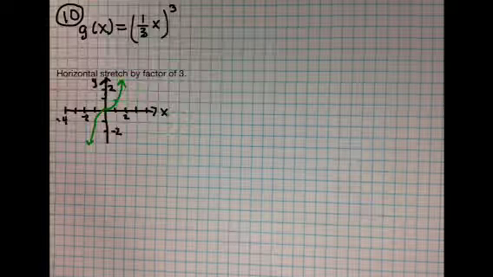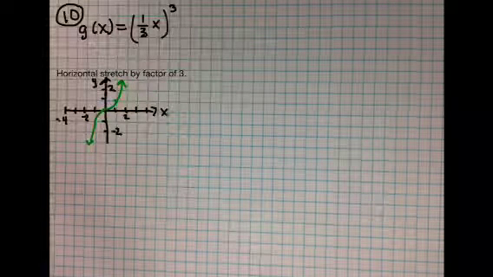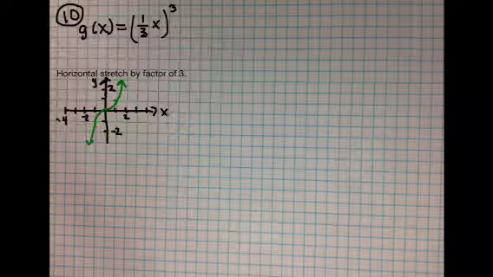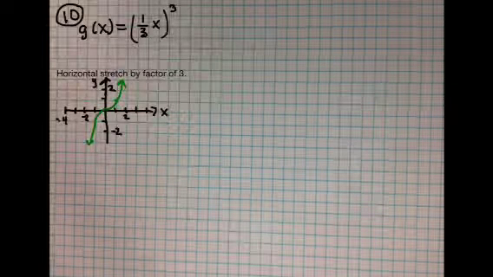Alright, for numbers 10 through 13, you have to describe the transformation or transformations, and you have to graph the parent function f of x equals x cubed along with g of x on the same plane. As you can see on the screen, I've already graphed f of x, which is equal to x cubed. That's the parent function. And I also wrote that this function has a horizontal stretch by a factor of 3.